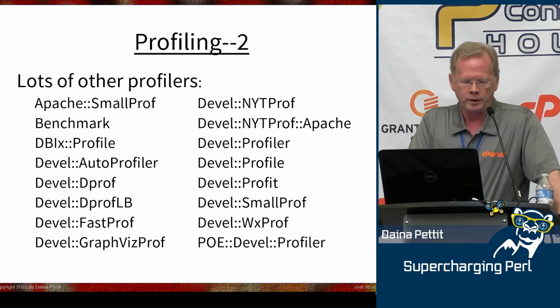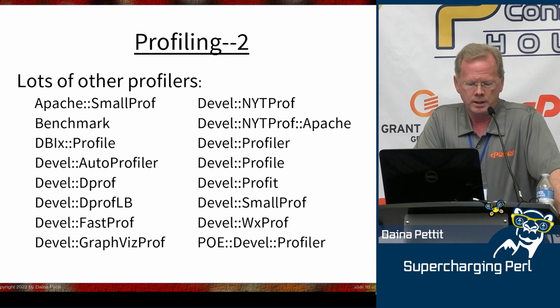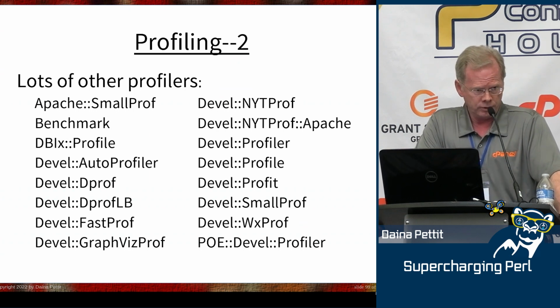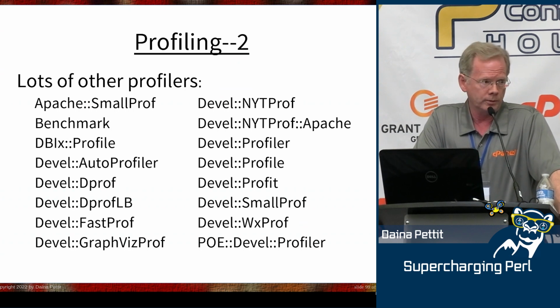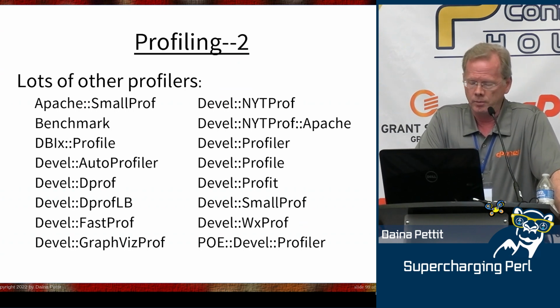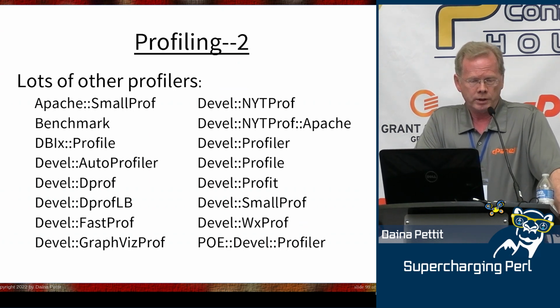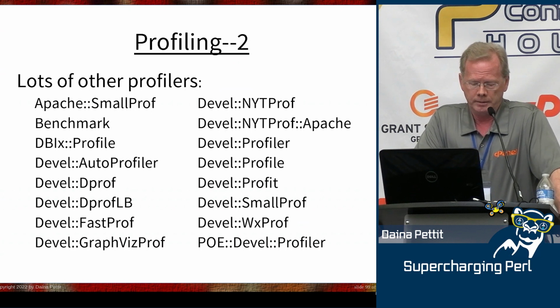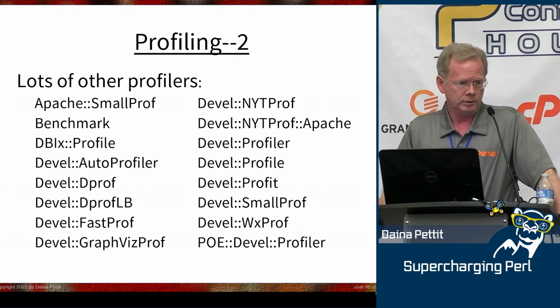As far as profilers that are out there, there are a lot of specialized ones, like ones for Apache or for DBIx. Some of these in this list are old and may be the only one available on your system. For example, dprof is no longer distributed with the default Perl distribution, but it's there in some older ones. It does not do line-based analysis. It only does subroutine analysis. So you get the total time in a subroutine, not the total time in a line. But if you don't have NYT-Prof, this might be the only thing that is available to you.